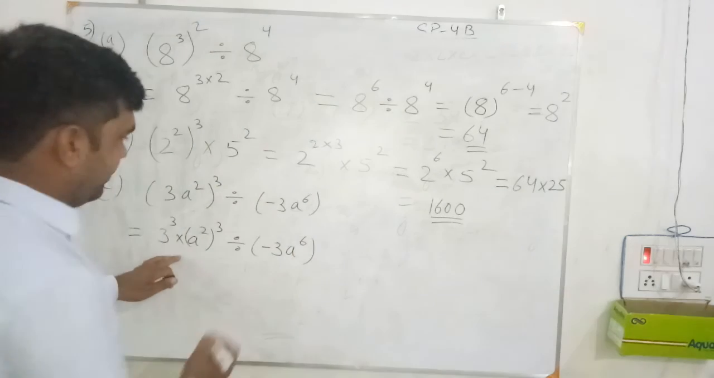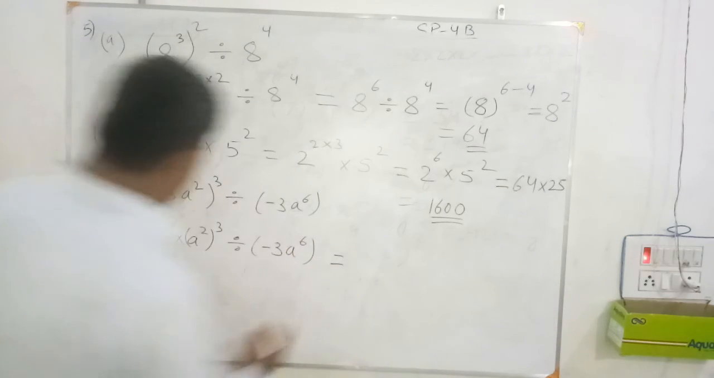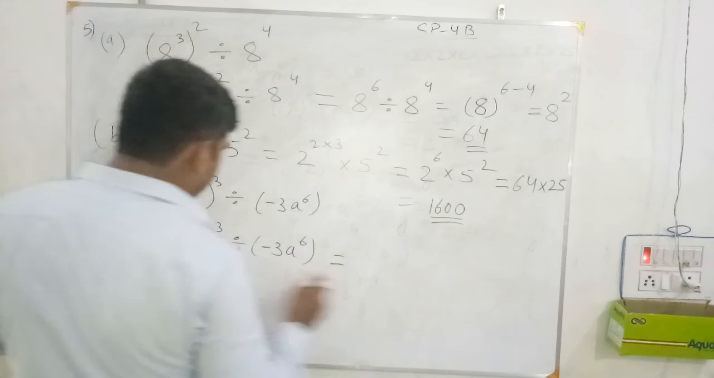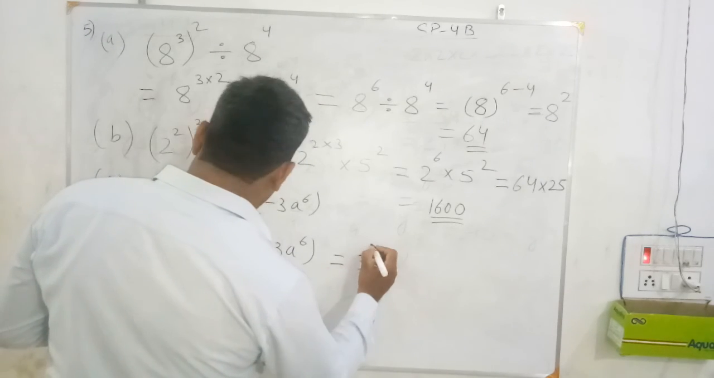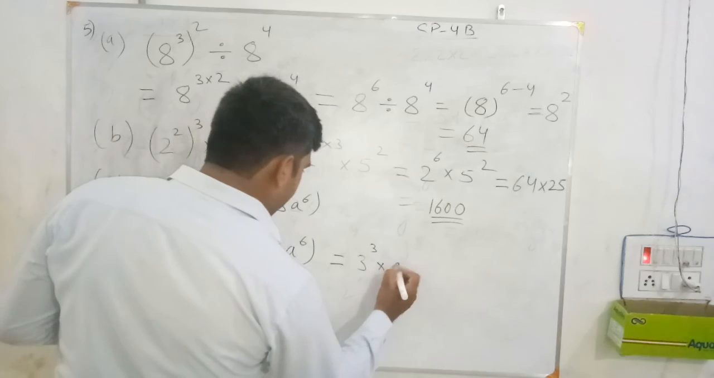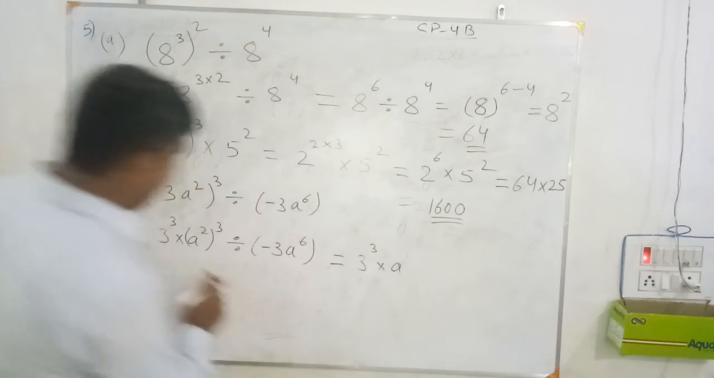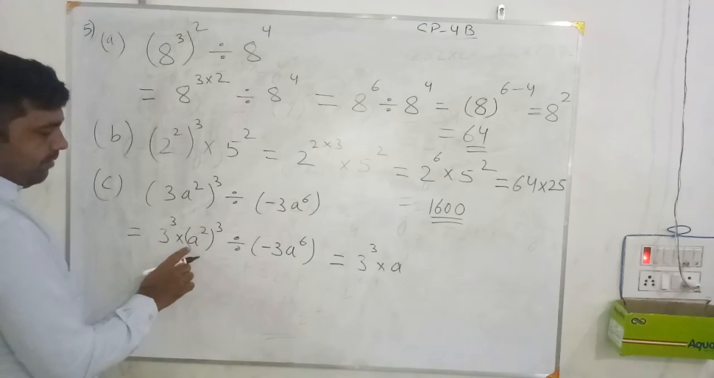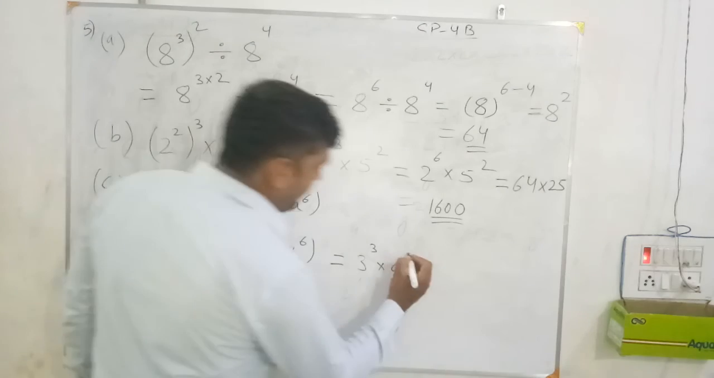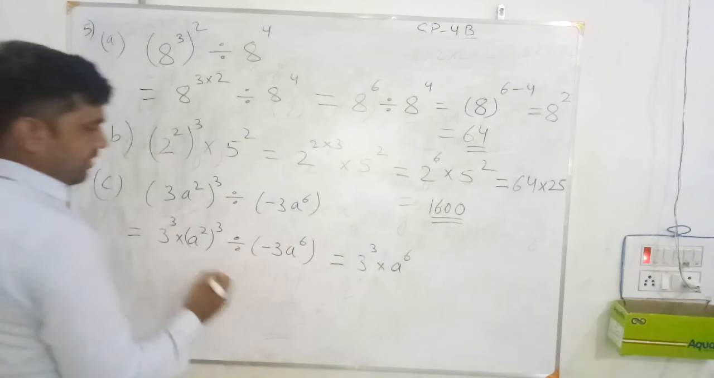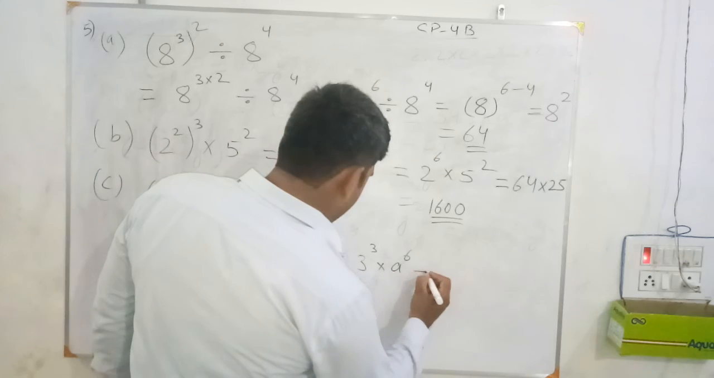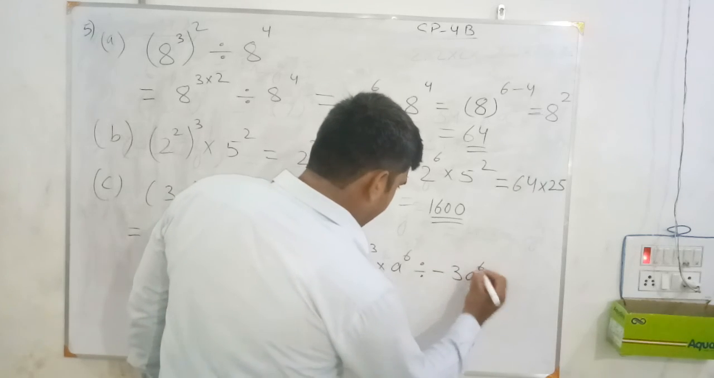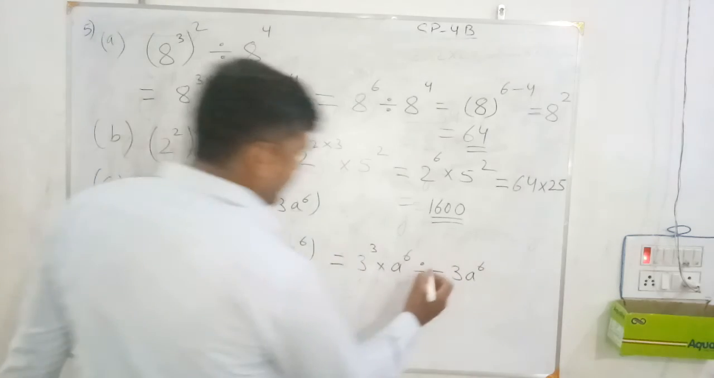Now again you see on that place what you can write. 3 cube value is 27, that you can use, or also you can leave it as it is, 3 to the power 3 multiply a square to the power 3. So here we apply the power law. There is a power over the power, so power will be multiplied, base will be common, a to the 3 times 2 is a to the power 6, divided by minus 3 a to the power 6.